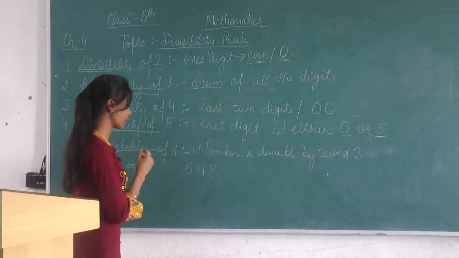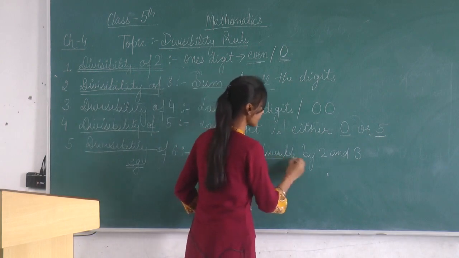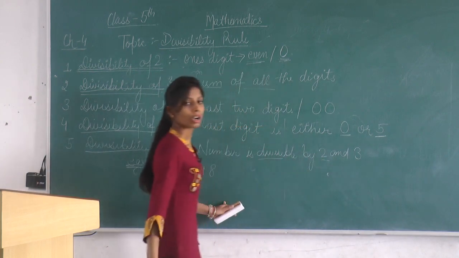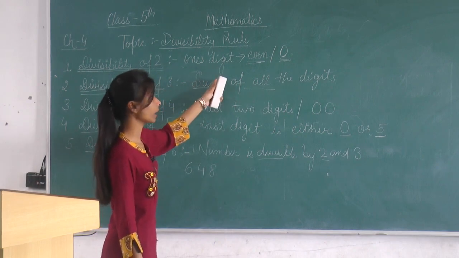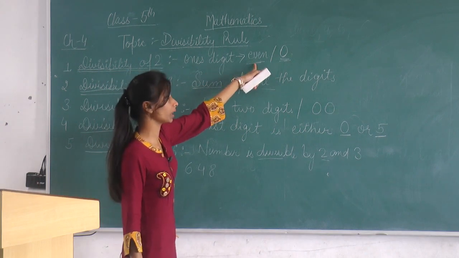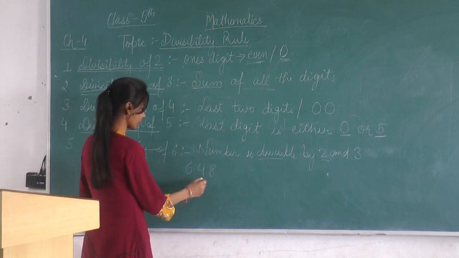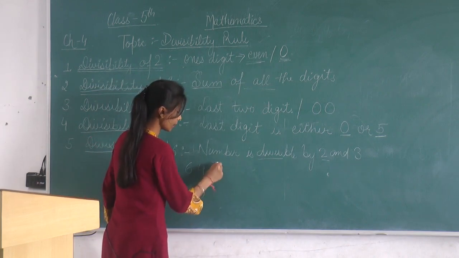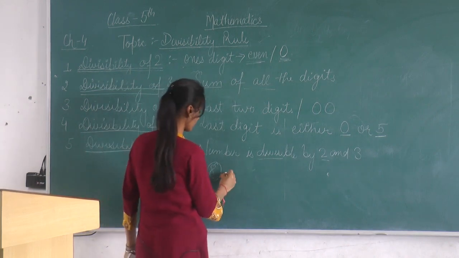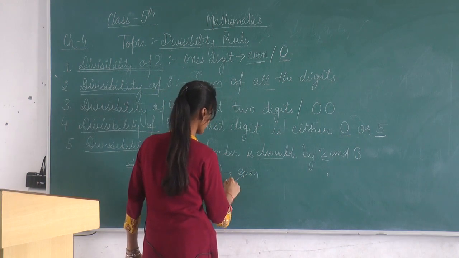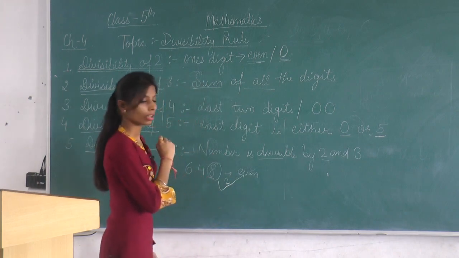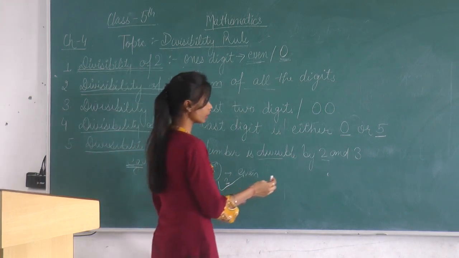According to the rule, first check whether the number is divisible by 2. Divisibility by 2, we have already discussed: the one's digit should be even or 0. This number ends in 8, and 8 is an even number. So this number is divisible by 2. Okay, now moving on to the next.